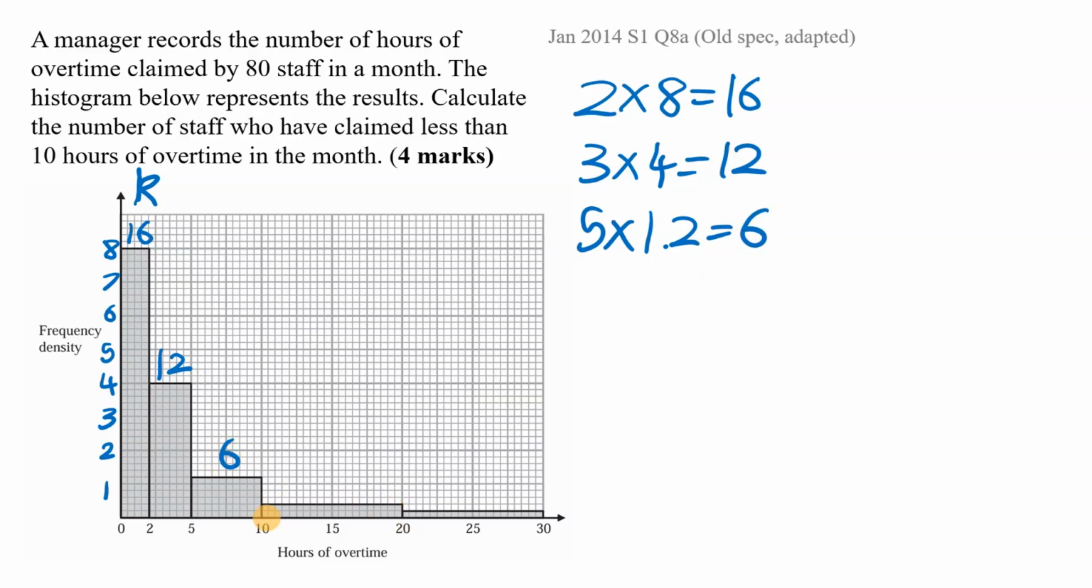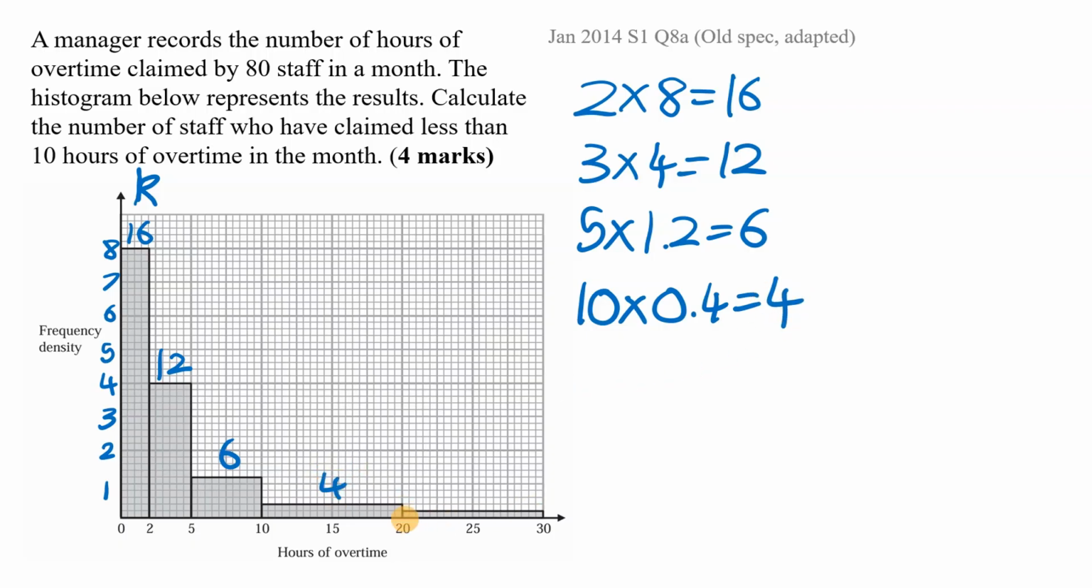And then for this one here, we have a width between 10 and 20. So the width is going to be 10. And this is multiplied by the height. And it comes up to here. So this on our scale is going to be 0.4. And this is equal to 4. So the area here is 4.